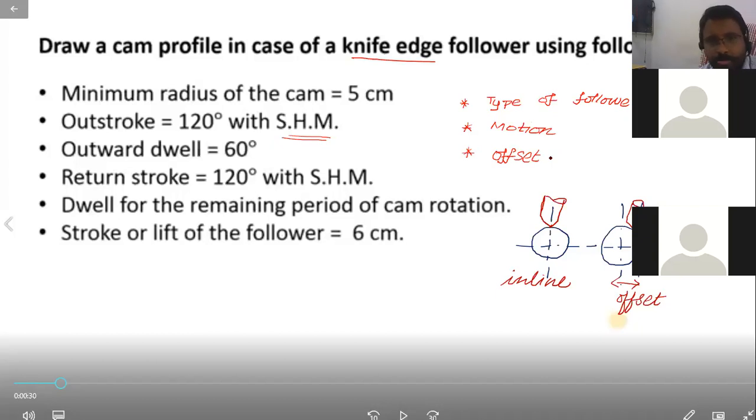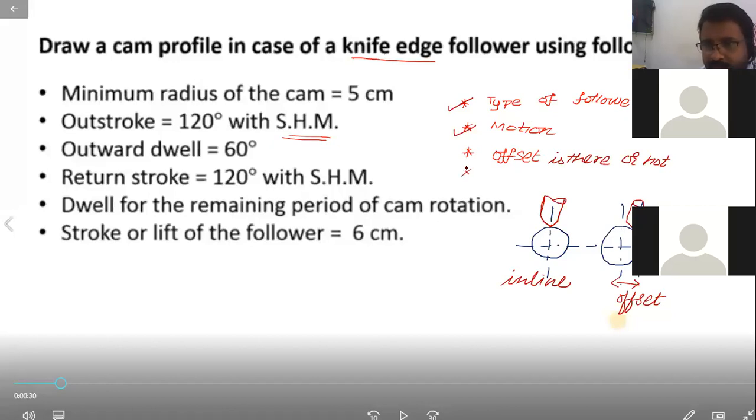What is the condition here? Inline, because there is no mention of an offset. If there is no mention, it is inline. We have to see whether there is an offset. So we have found the type of follower, we have found the type of motion, and we have found that there is no offset in this problem.